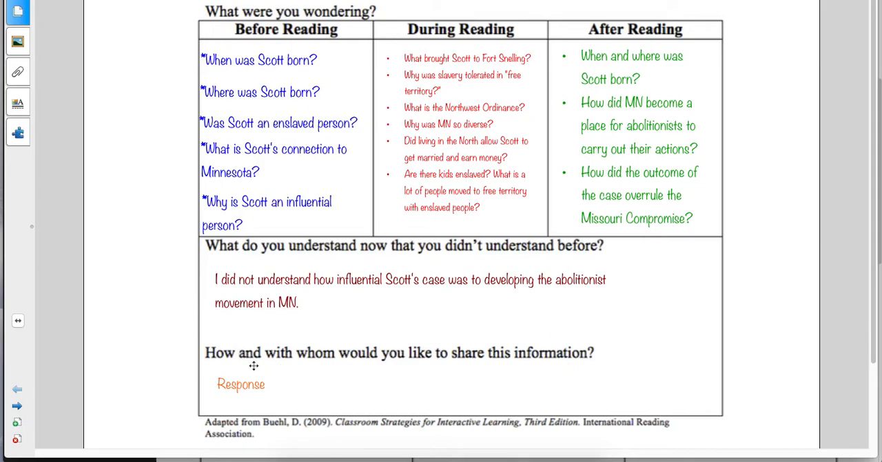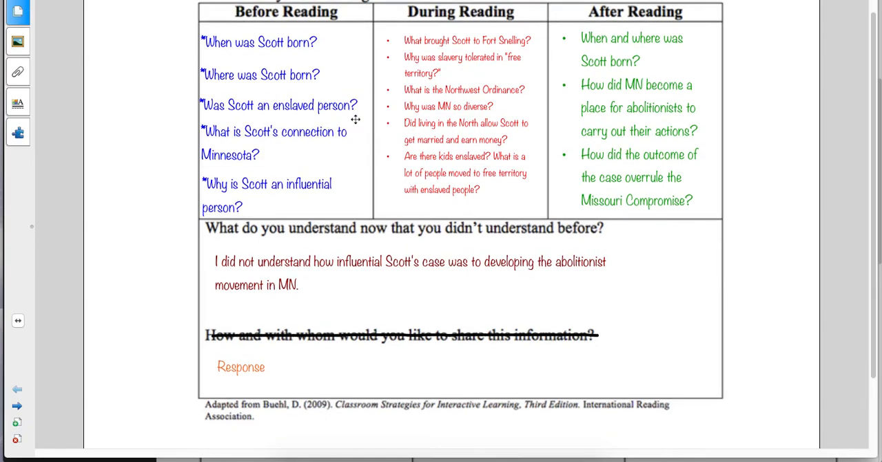And then you don't need to do this question down here. You cross this one out. So, I've now asked questions before, during, and after. I found out something that I went in not knowing and learned about it. And I'm able now to familiarize myself with my topic of Dred Scott. So you're going to do this same process.